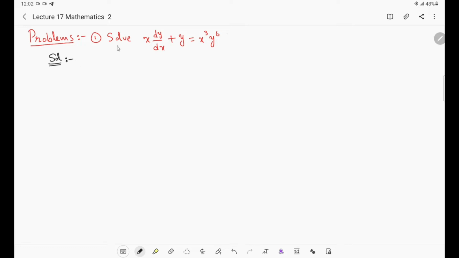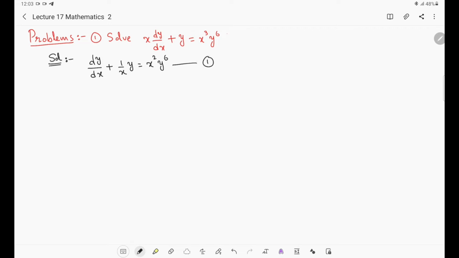Now you observe that this equation is almost like a linear differential equation if this x is removed. If this x is removed, then it will be of the form dy by dx plus p of x into y equals q of x. So remove this x. For removing this x, divide the equation with x. Then this x will be removed, plus here we will get 1 by x into y equals, from x cube one x will get cancelled. So what will remain? x square into y power 6 will remain.